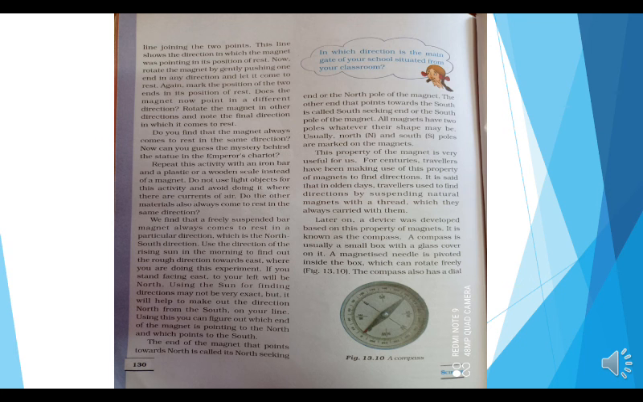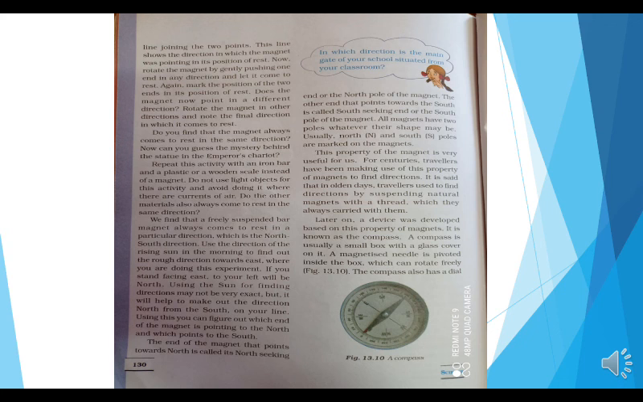It is said that in olden days, travelers used to find directions by suspending natural magnets with a thread which they always carried with them. Yes, this direction-finding property is really very helpful for us, because it helps us to find directions. It has been used for centuries; travelers used magnets just to find the direction of their way.